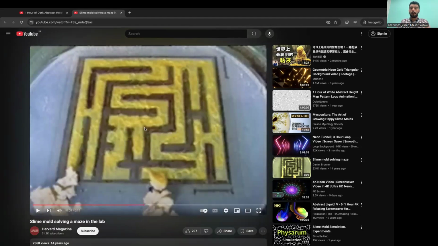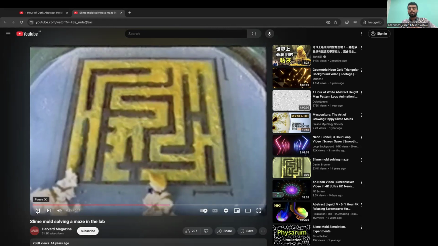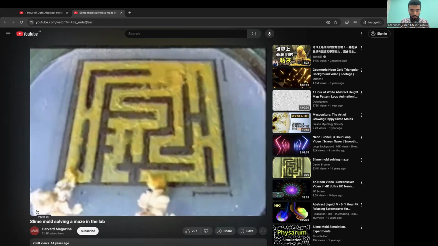As you can see from the bottom left corner of the picture and just the bottom part of the picture, these are the two sources of oat flakes. You can see some cereals brought by the scientists. So there should be an optimal path between these two destinations. So let's see if this slime mold can find the path between the two. Okay, now it's extending its body through all the possible solutions.